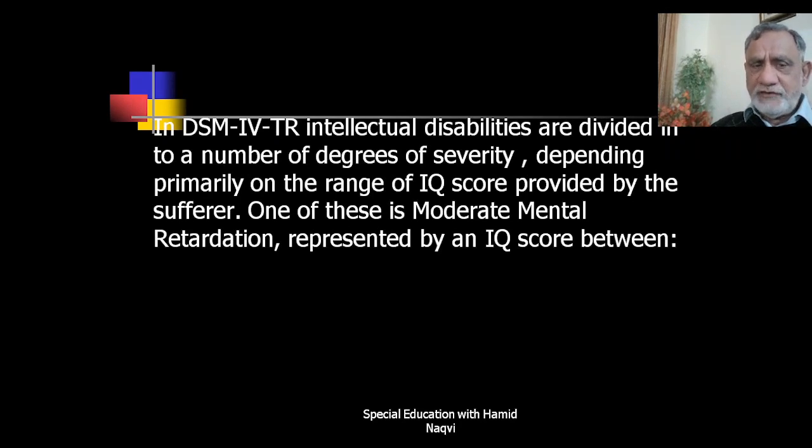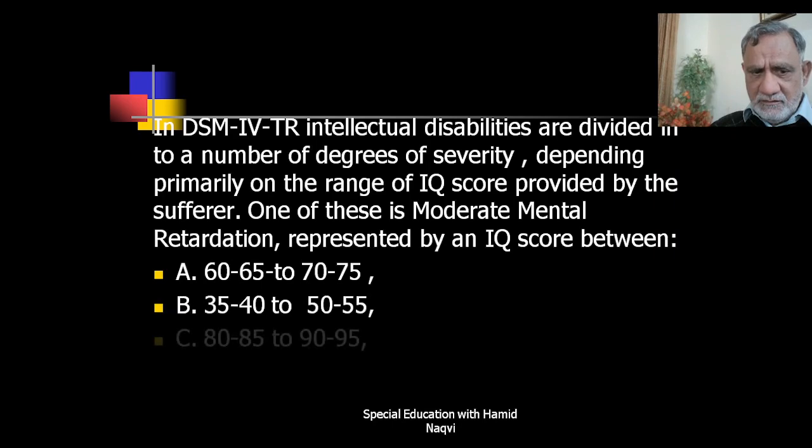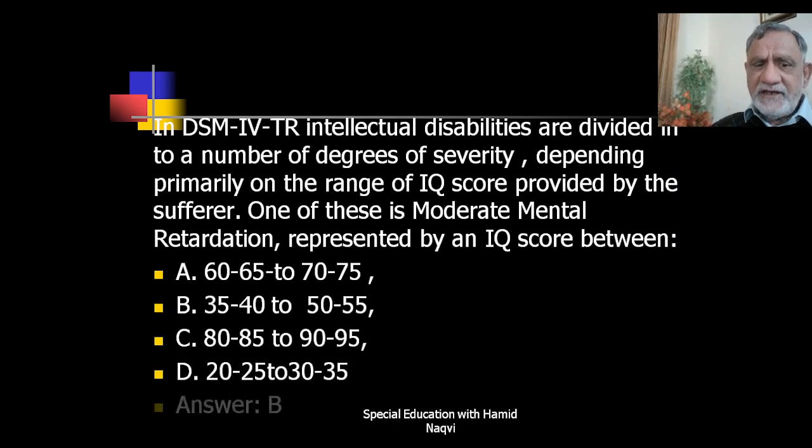In DSM-4-TR, intellectual disabilities are divided in a number of degrees of severity depending primarily on the range of IQ score provided by the sufferer. One of these is moderate mental retardation, represented by an IQ score between what? The correct answer is B. That is moderate mental retardation is between 35-40 to 50-55.